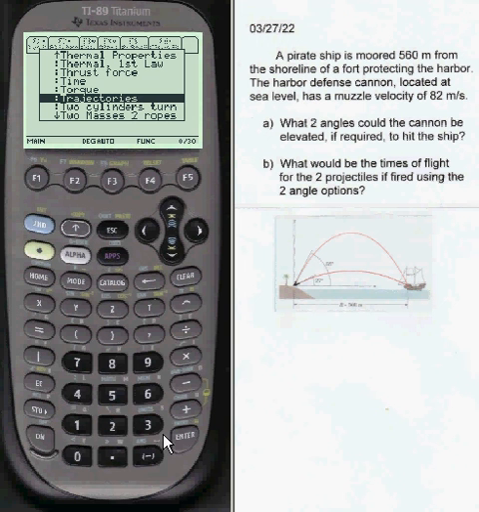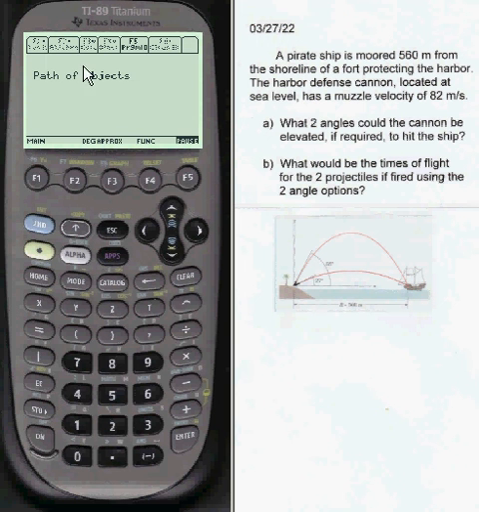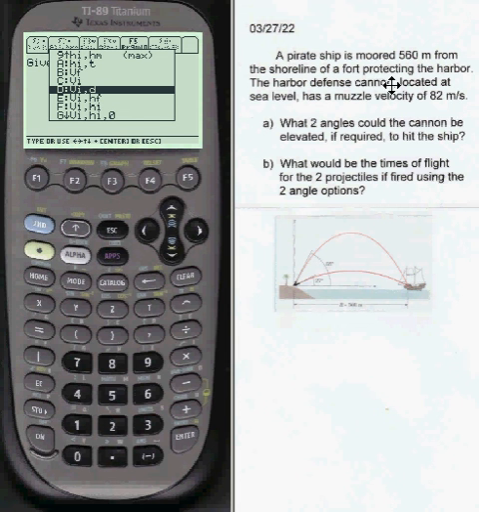Press enter and we're into the path of objects. Trajectories are golf balls or baseballs or throwing stones or anything that you're going to shoot into the air or drop in a trajectory way. So we're at path of objects here. Now we choose what's given. In this problem we have initial velocity, which is 82 meters per second, and the range, which is 560 meters.